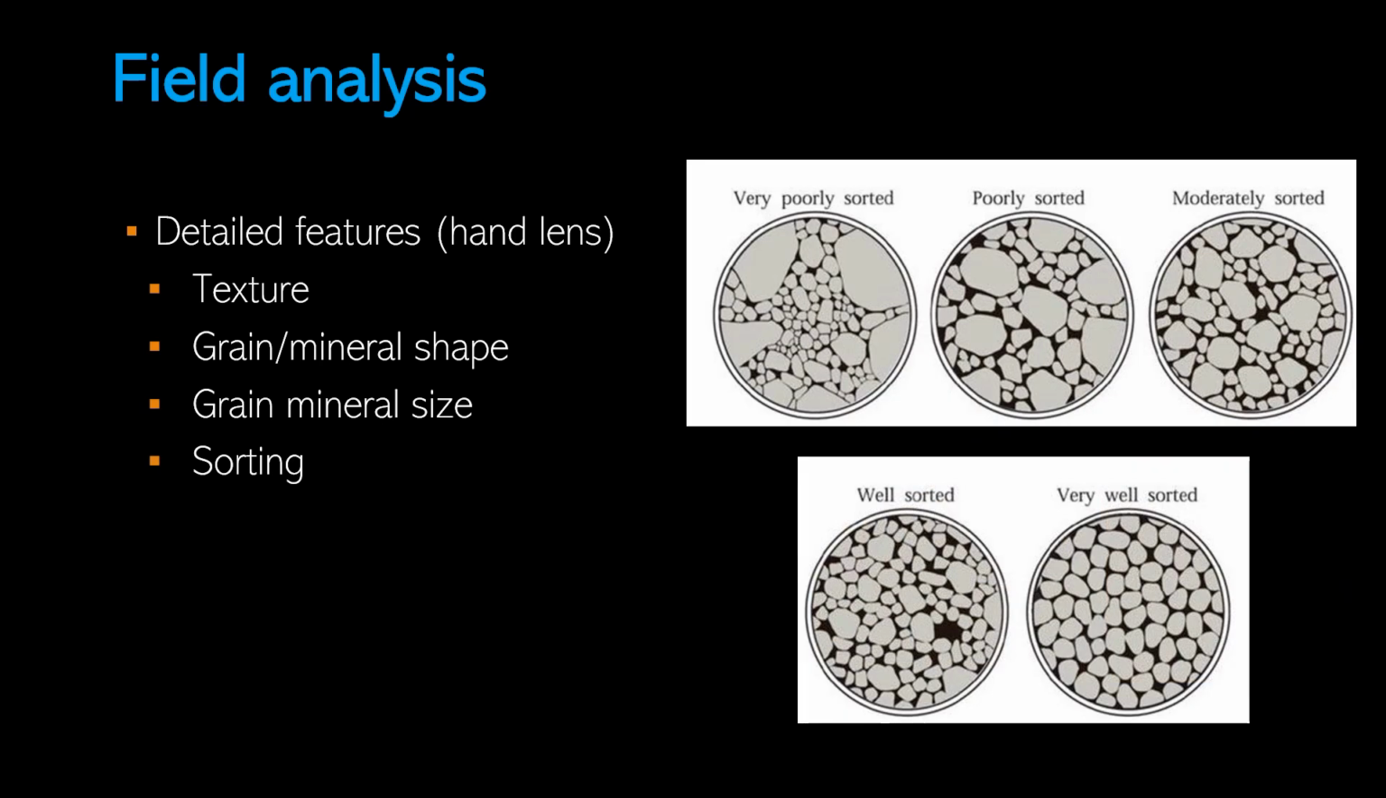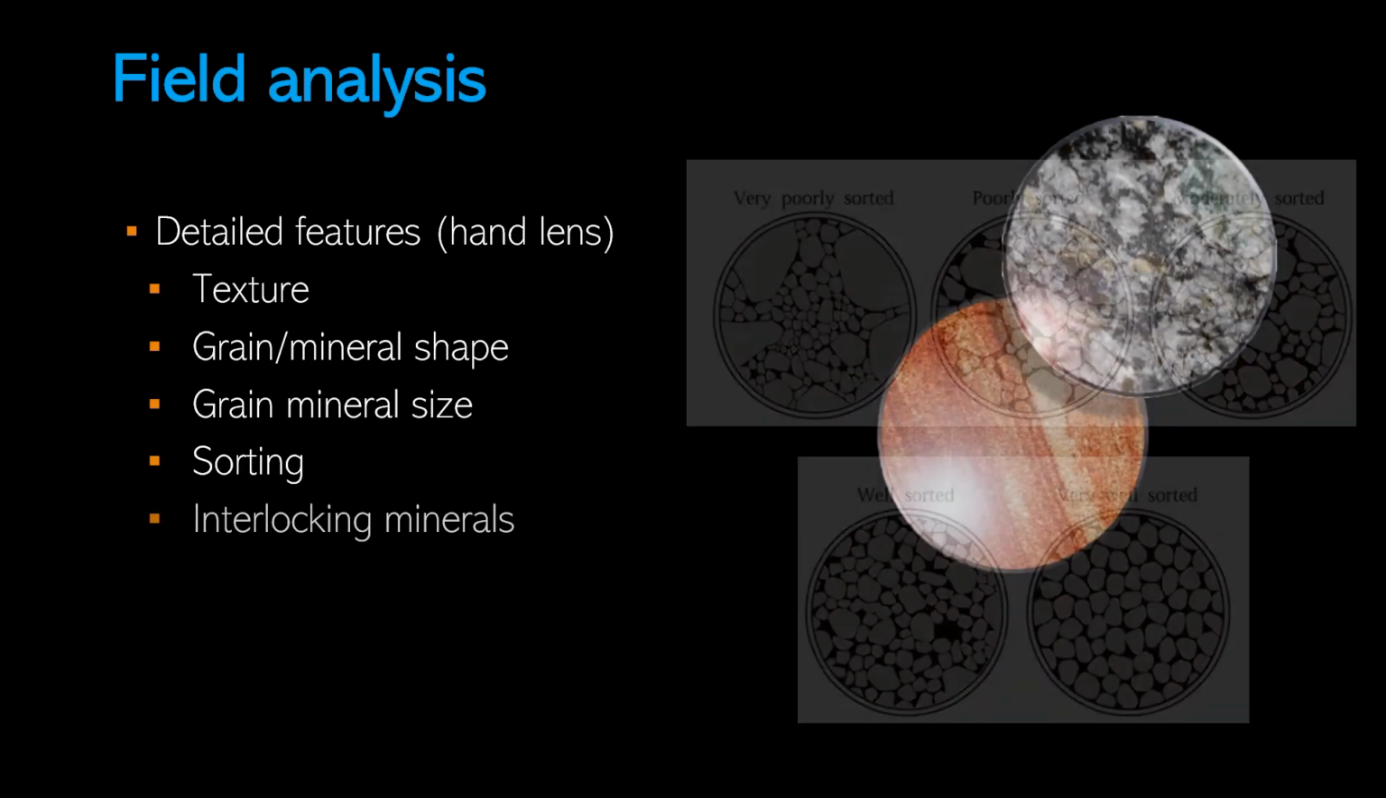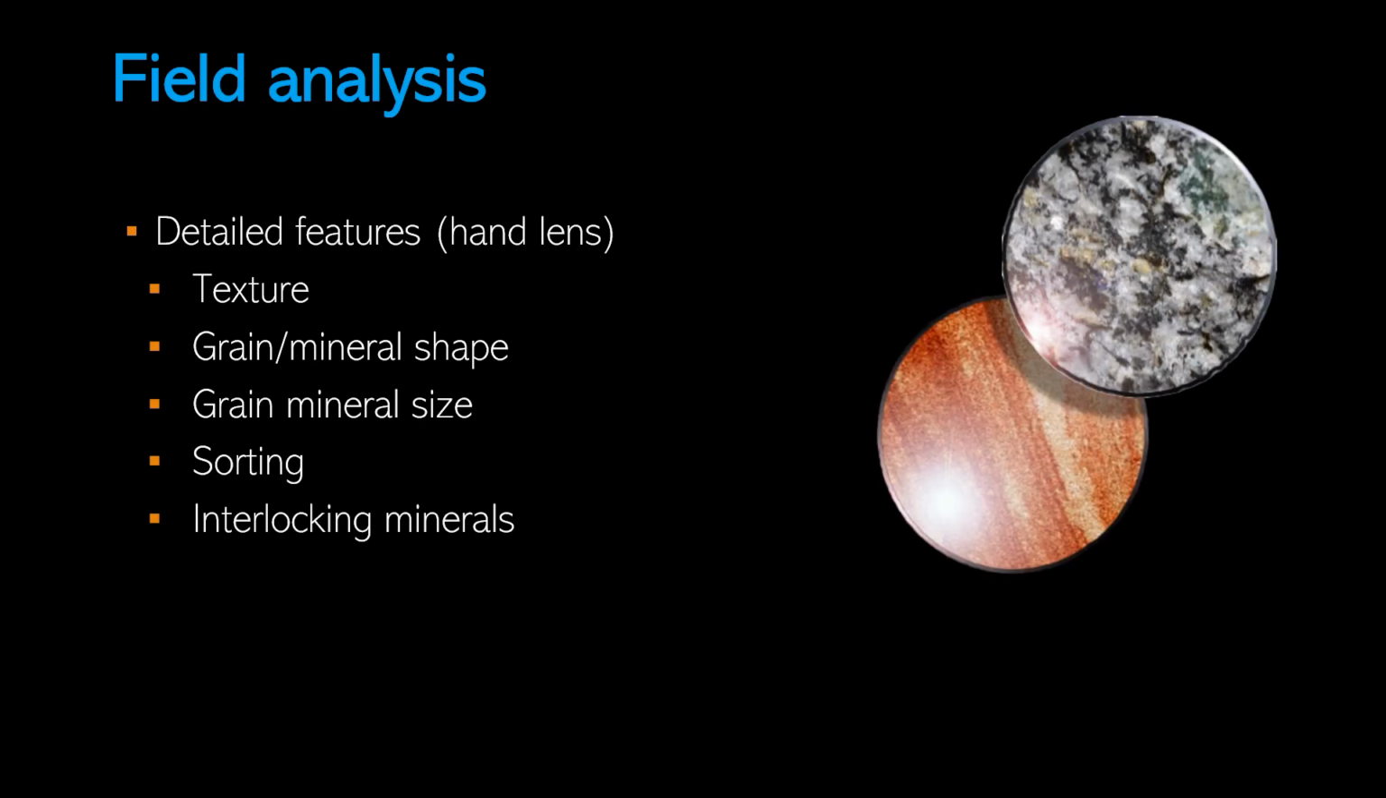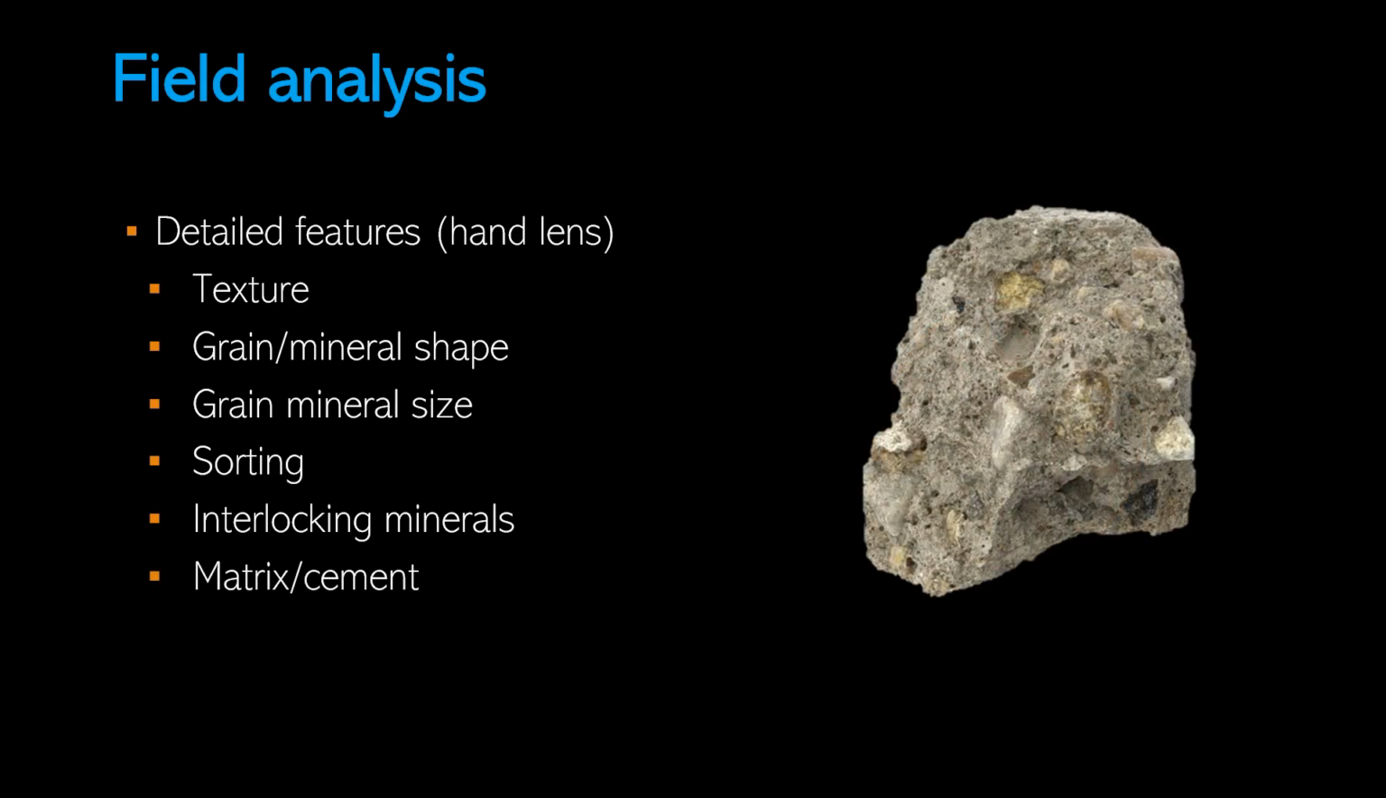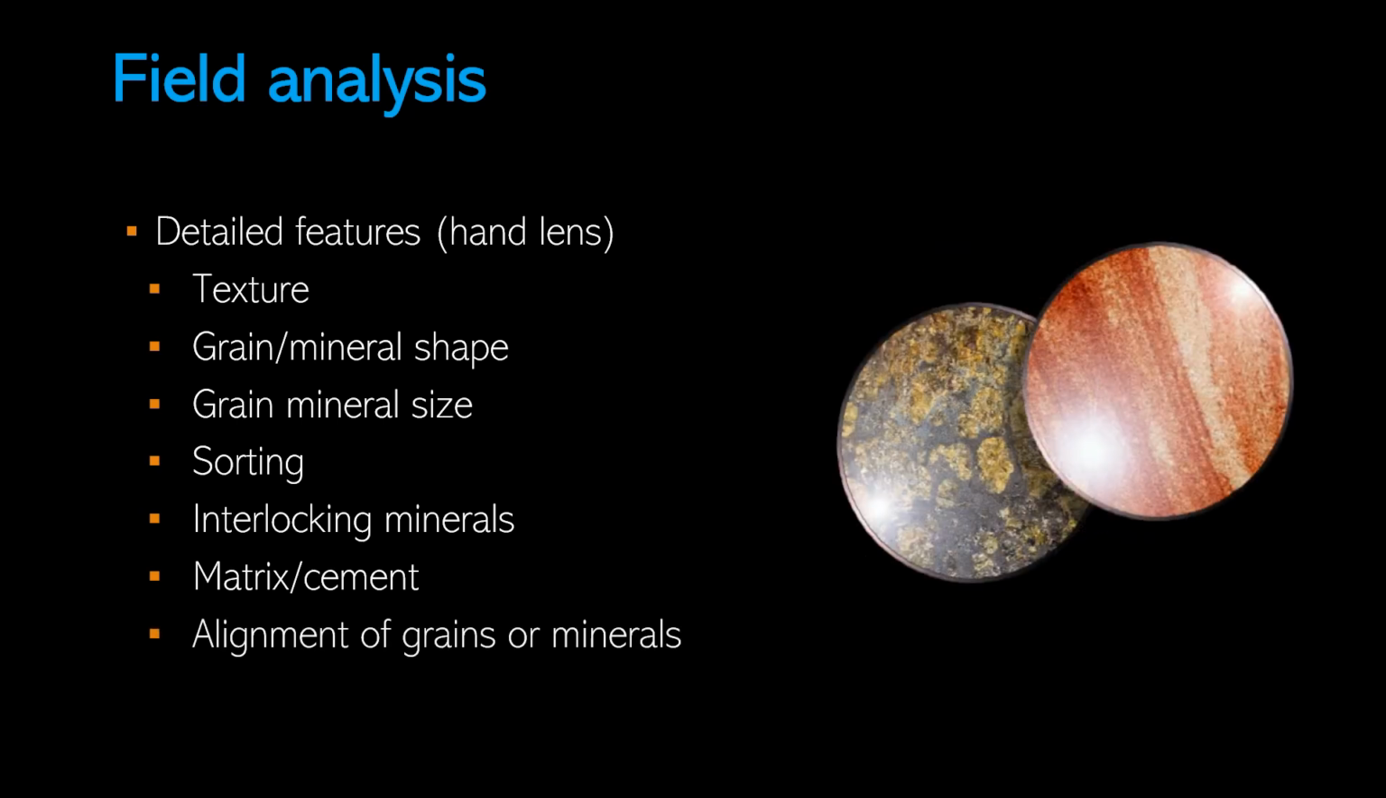Do the grains appear to be well sorted, variable or unsorted, or even sorted into distinct layers? Do the grains appear to have grown into each other, or are they relatively distinct from each other? What's holding the rock grains together? Can you see any kind of cement? Are the grains aligned together or do they seem random?